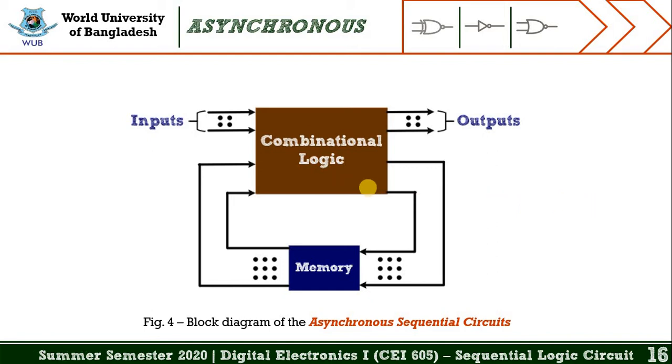And in this block diagram you may find three sections: left section, middle section, and right section. In the left section, or you can say the upper left section, you may find the number of inputs, and in the lower middle section you may find the memory section. And in the right section, or you can say the upper right section, you may find the number of outputs. So that's all for the block diagram of the asynchronous sequential circuit.